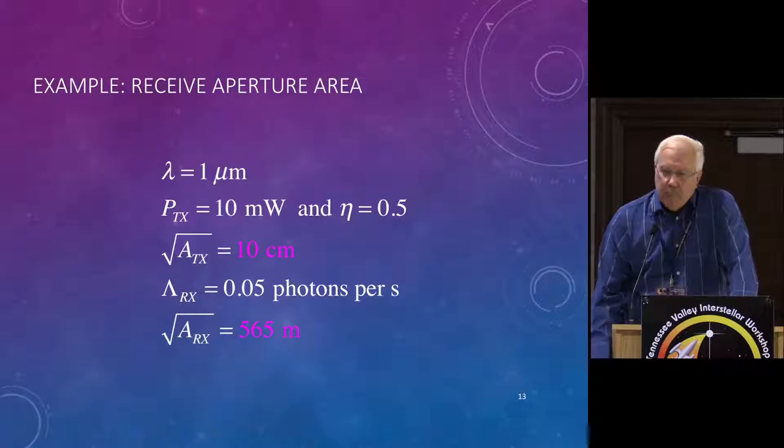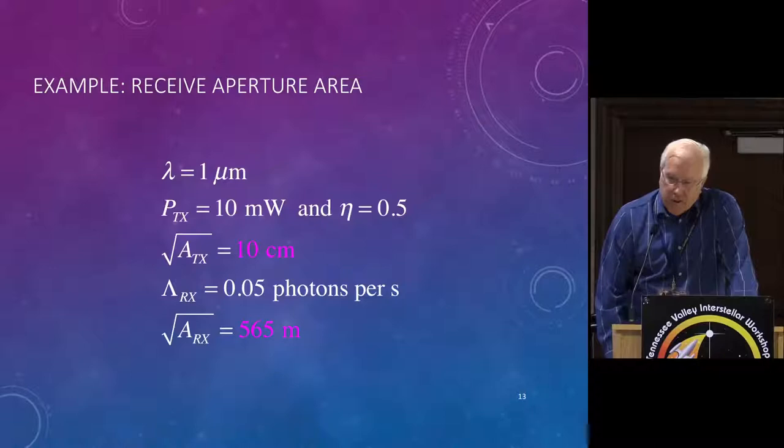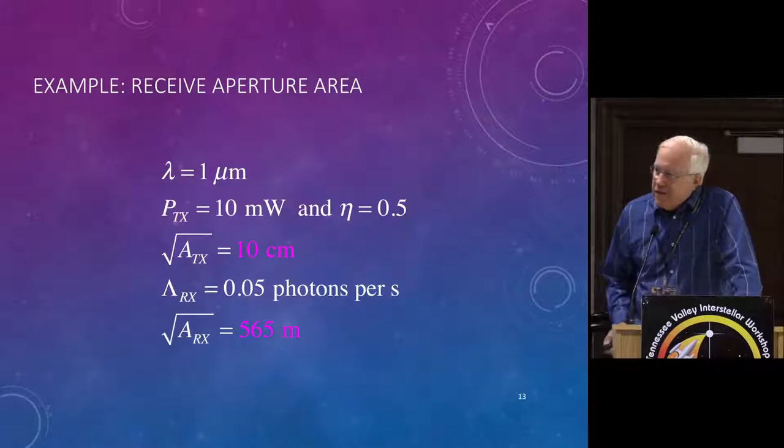Now that's undoubtedly an optimistic number because there are some factors that we have not taken into account in this simple calculation. And so we're starting at 500 or 600 meters, but it's going to go up as we introduce other factors in our equation.